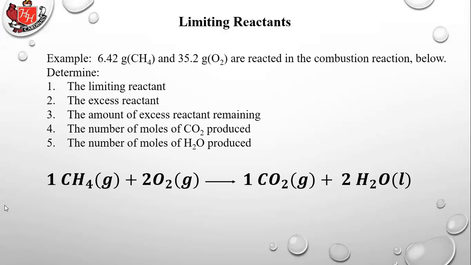So here's an example. You're given 6.42 grams of CH4 and 34.2 grams of O2, and they're reacted in this combustion reaction with methane. Determine 1, the limiting reactant, 2, the excess reactant, 3, the amount of the excess reactant that's remaining, the number of moles of CO2 produced, and the number of moles of H2O produced.